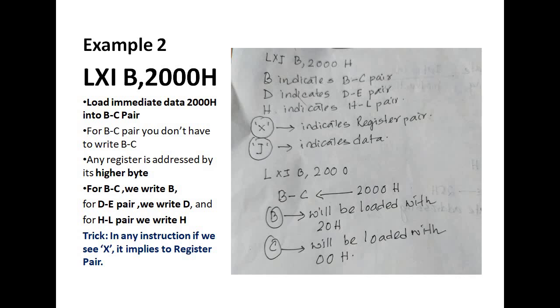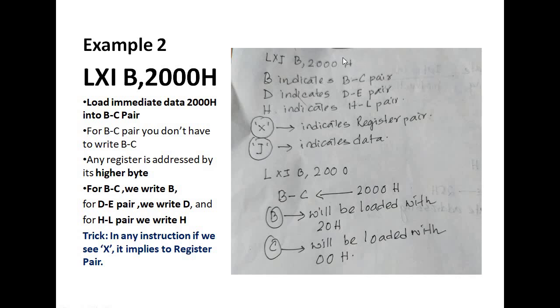Can you answer? Just answer by saying it loud. Now 2000H: is it data or address? An address is 16-bit. Now tell me, is 2000H data or address? It is data. Why data? Data because this instruction ends with I. LXI, I is there, so 2000H is data.